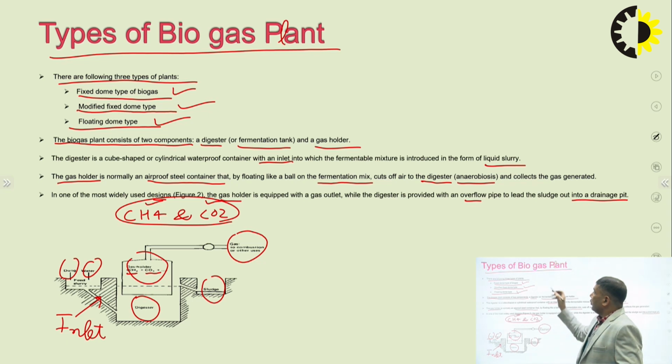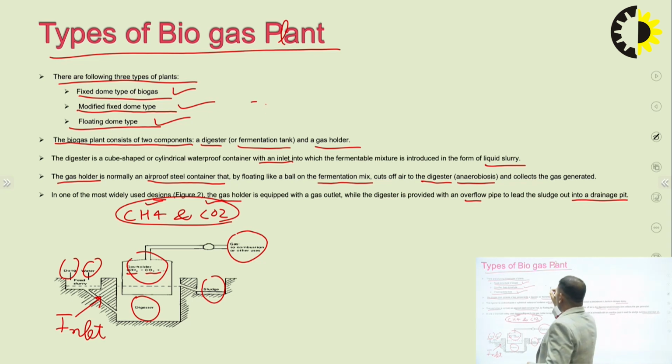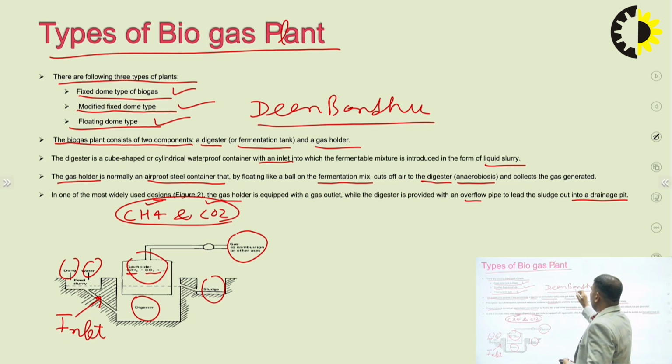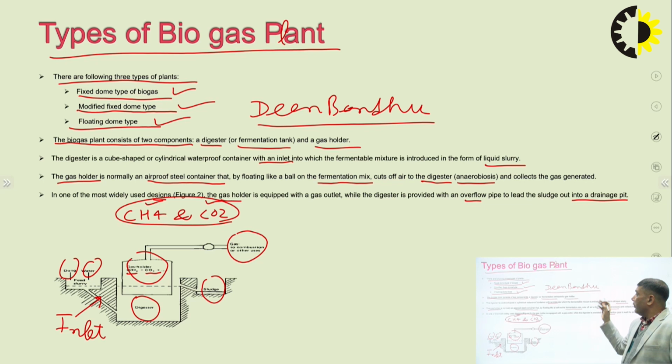And we have a very popular type of biogas plant, which is the Deenbandhu biogas plant, which I will discuss in the next video. So these are some of the popular types of biogas plants.